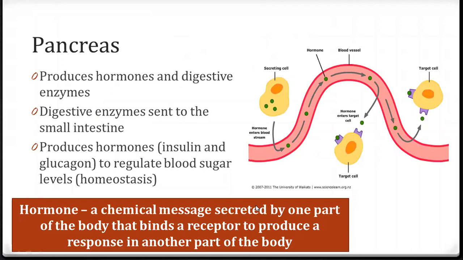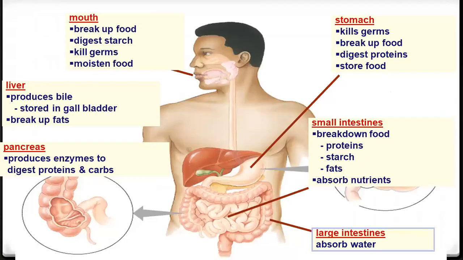The hormone definition is right here. It's the chemical message secreted by one part of the body, and it binds to a receptor to produce a response in another part of the body. So this is just showing you a cell will release a hormone into the bloodstream, which is picked up by another cell, which causes a response.